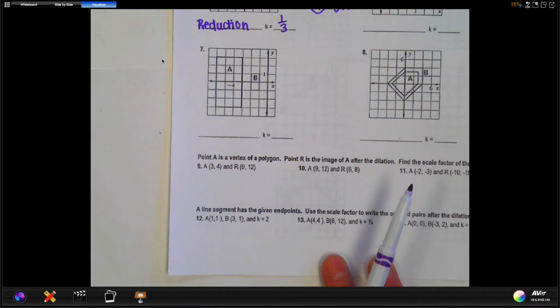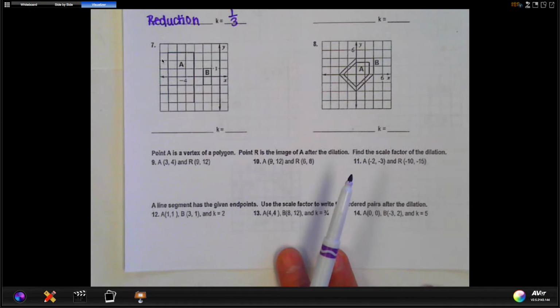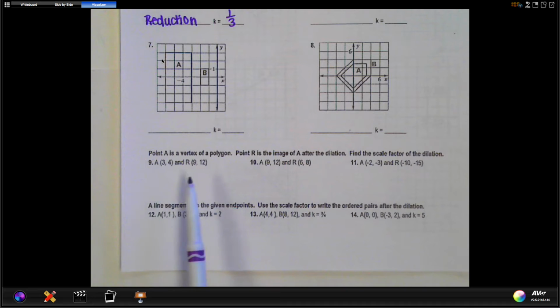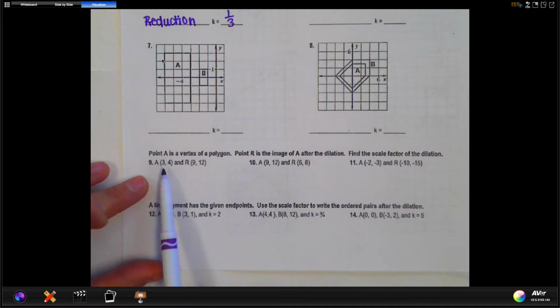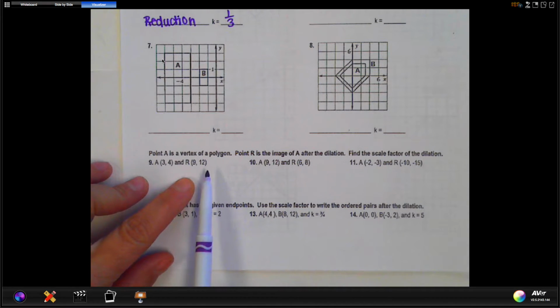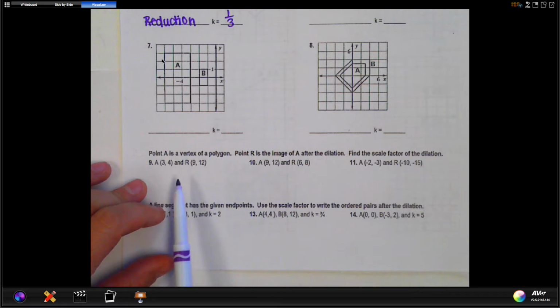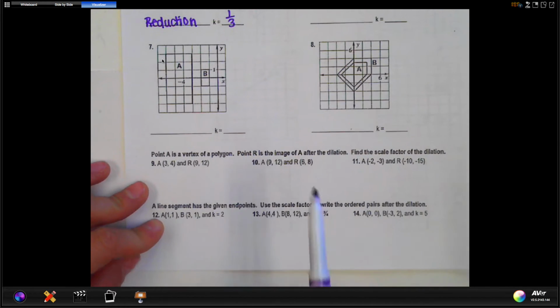The next section. Let's take a look at this. It's similar here, okay? It says point A is the vertex of a polygon. Point R is the image of A after the dilation. Find the scale factor of the dilation. So A is our pre-image, and R is our image. Again, we're going to do our image divided by our pre-image to get our scale factor.